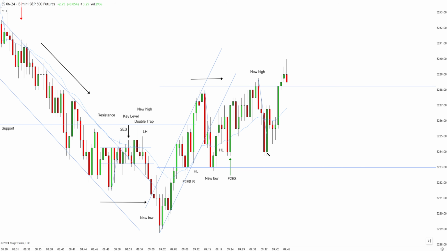And now we have a second entry short, failed breakout. So this right here is a second entry short and a failed breakout out of the trend range structure. Uptrend played out, so we expect correction or reversal.